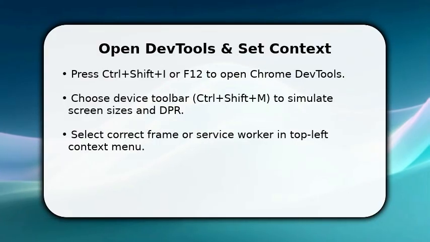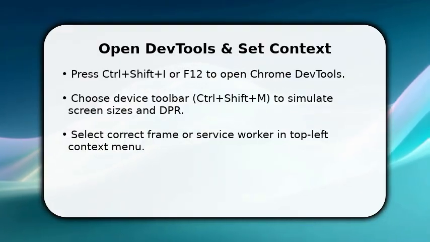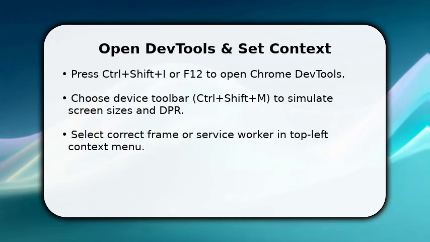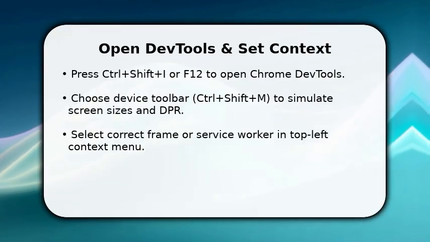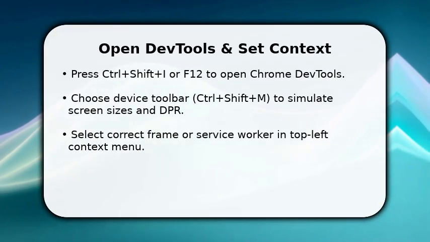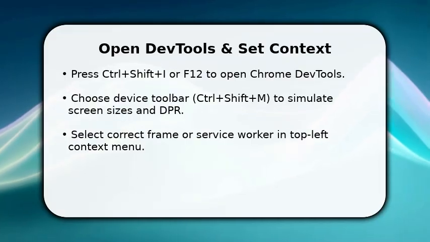You start by opening DevTools with Ctrl plus Shift plus I or F12. This gives you the testing workspace. Set the device toolbar to emulate widths, heights, and device pixel ratio so you reproduce real conditions.